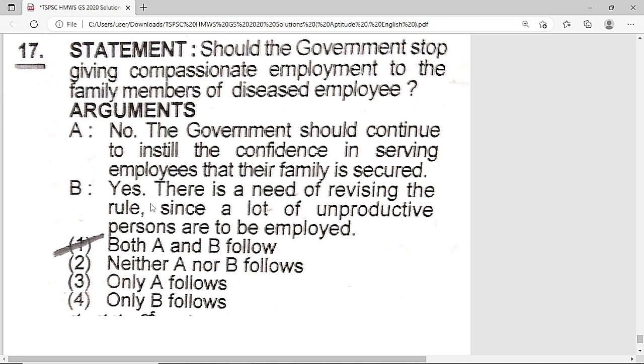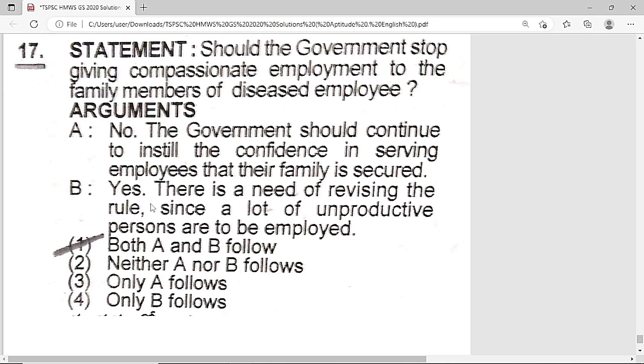So therefore, if no, then what is going to happen? The family members are going to be secured, because he may think that if he passes away for some reason, then definitely his family members are going to get the job and have a happy life. And yes means there is a need of revising the rules. Because of this, a lot of unproductive people are going to be employed, so the productivity of the government work is going to decrease. If you remove this, then definitely the productivity of the work is going to increase. So both A and B are going to be followed.